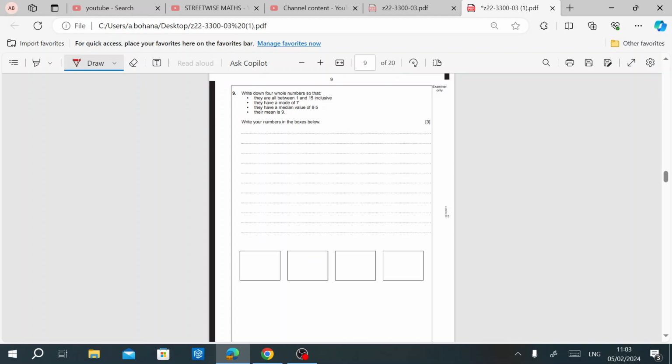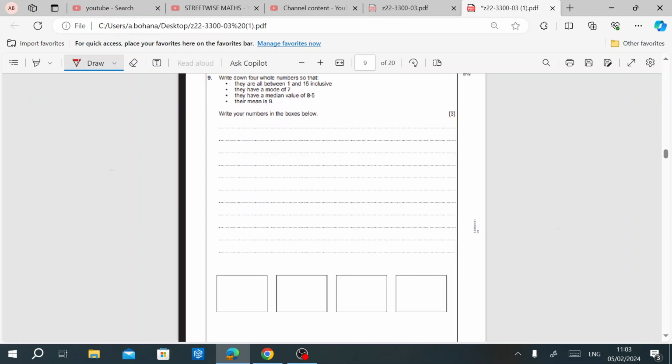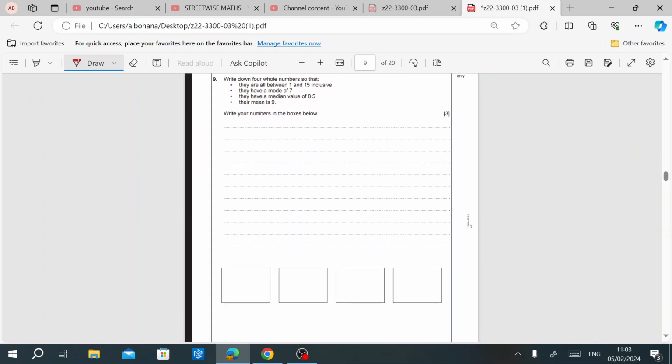Question 9. Again, these questions are coming up quite regularly to do with the mean, median, mode and range and all that. They like asking them in different ways. They say that all the numbers between 1 and 15 have a mode of 7. So the assumption I'm going to make is I'm going to put 7 in there and 7 in there, because 7 must be the most recurring number. They have a median of 8.5.